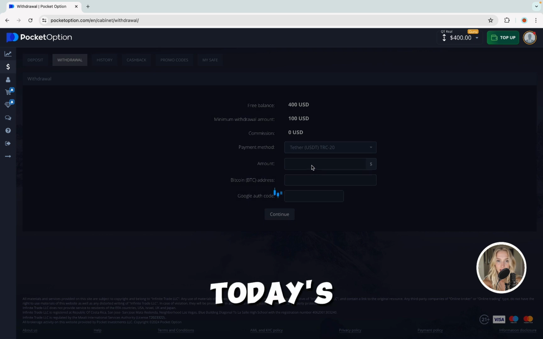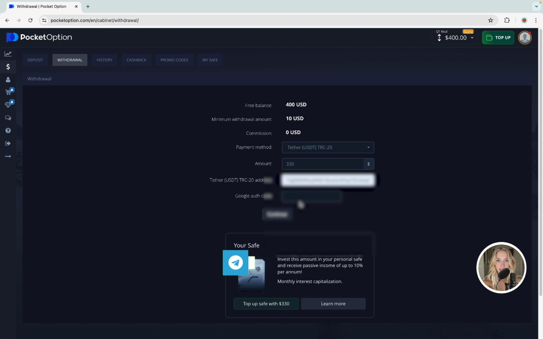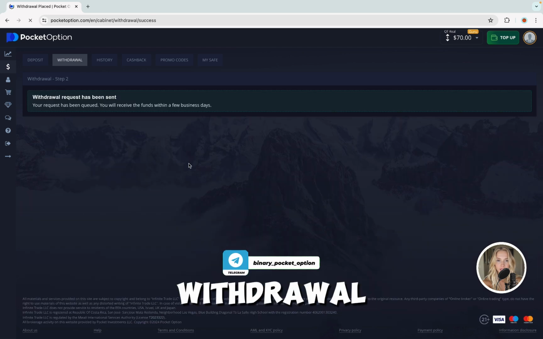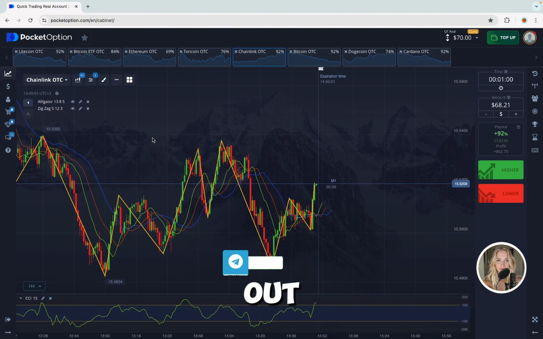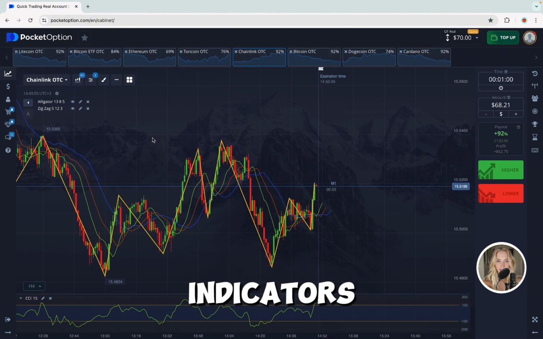The amount of today's profit will be $330. The withdrawal operation is being successfully performed. This is how trading turned out for today using this set of indicators.